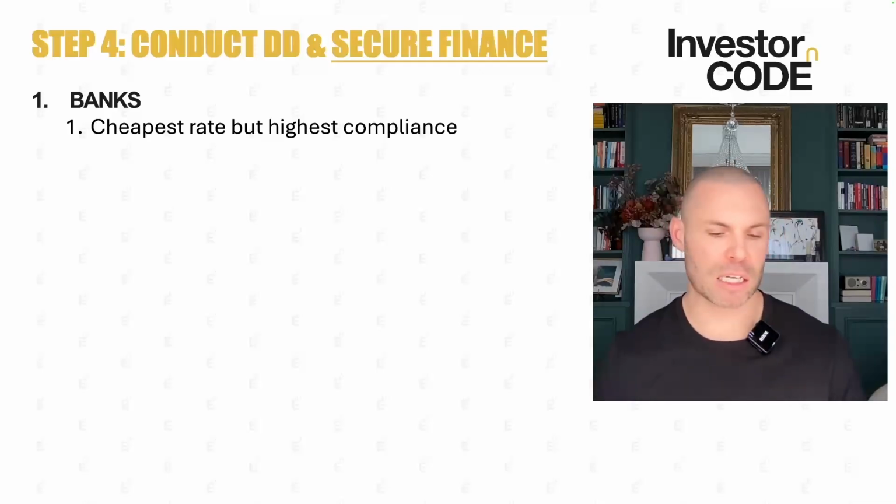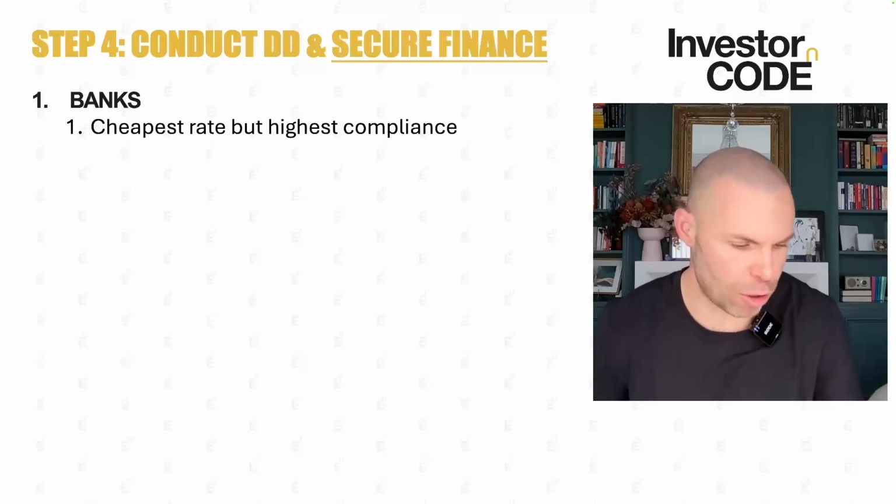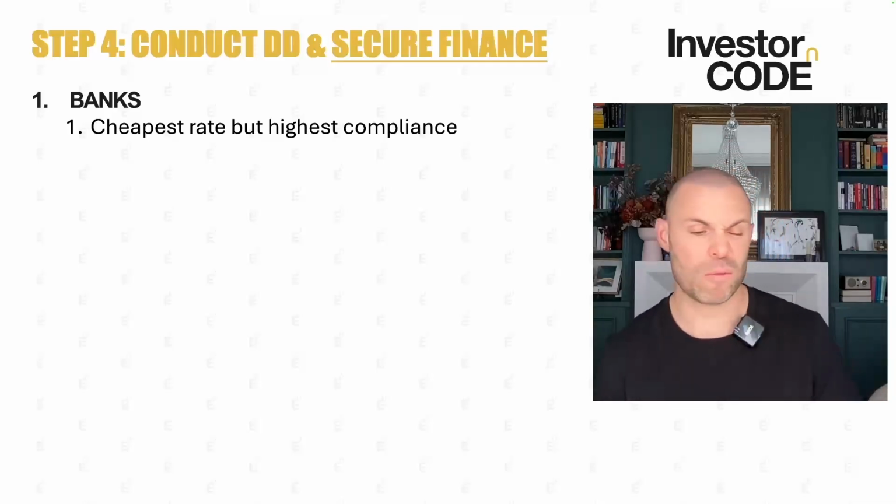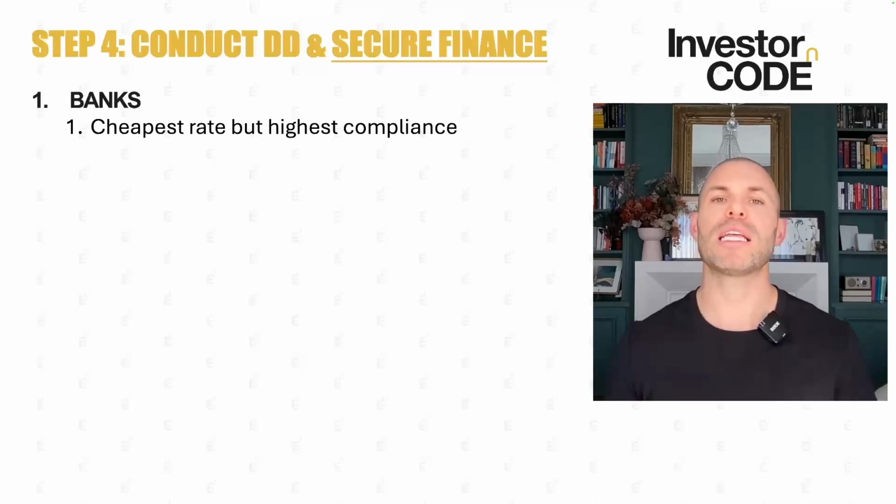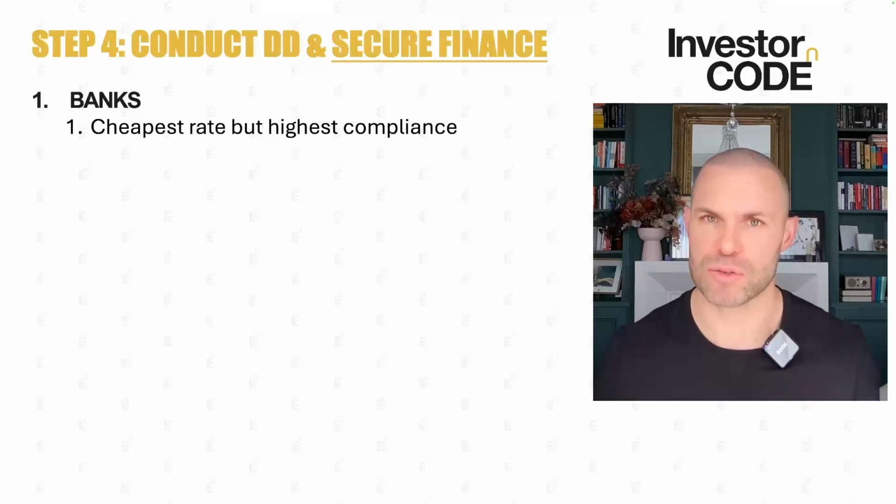So with banks, like if you go to CBA or NAB or Westpac or one of the major 4 banks, or even one of the second tier banks, you're probably going to get the cheapest rate, as in the cheapest interest rate.